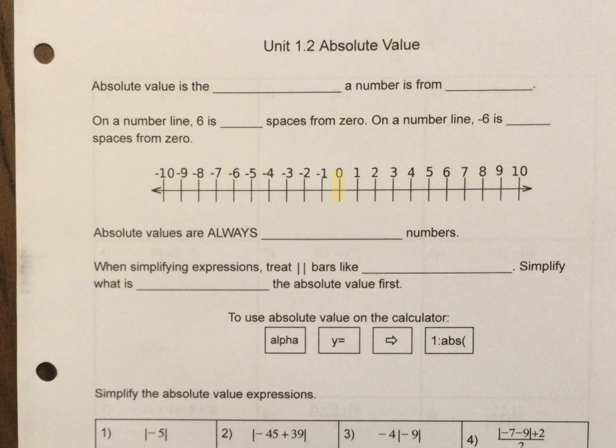These are 1.2 notes. We're going to talk about absolute value today. Absolute value is the distance a number is from 0. And on the number line, when we look at my number line right here, I put 0 in yellow.